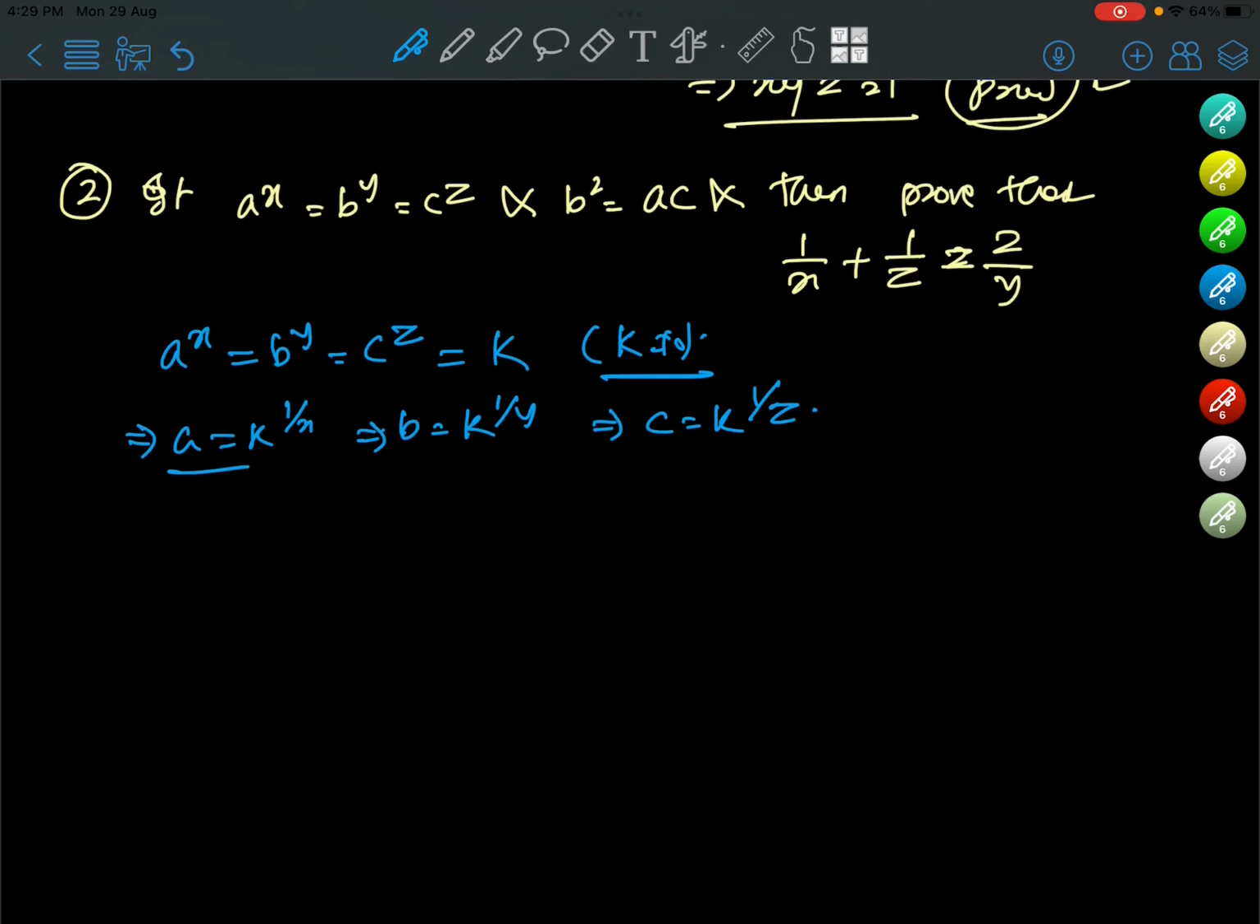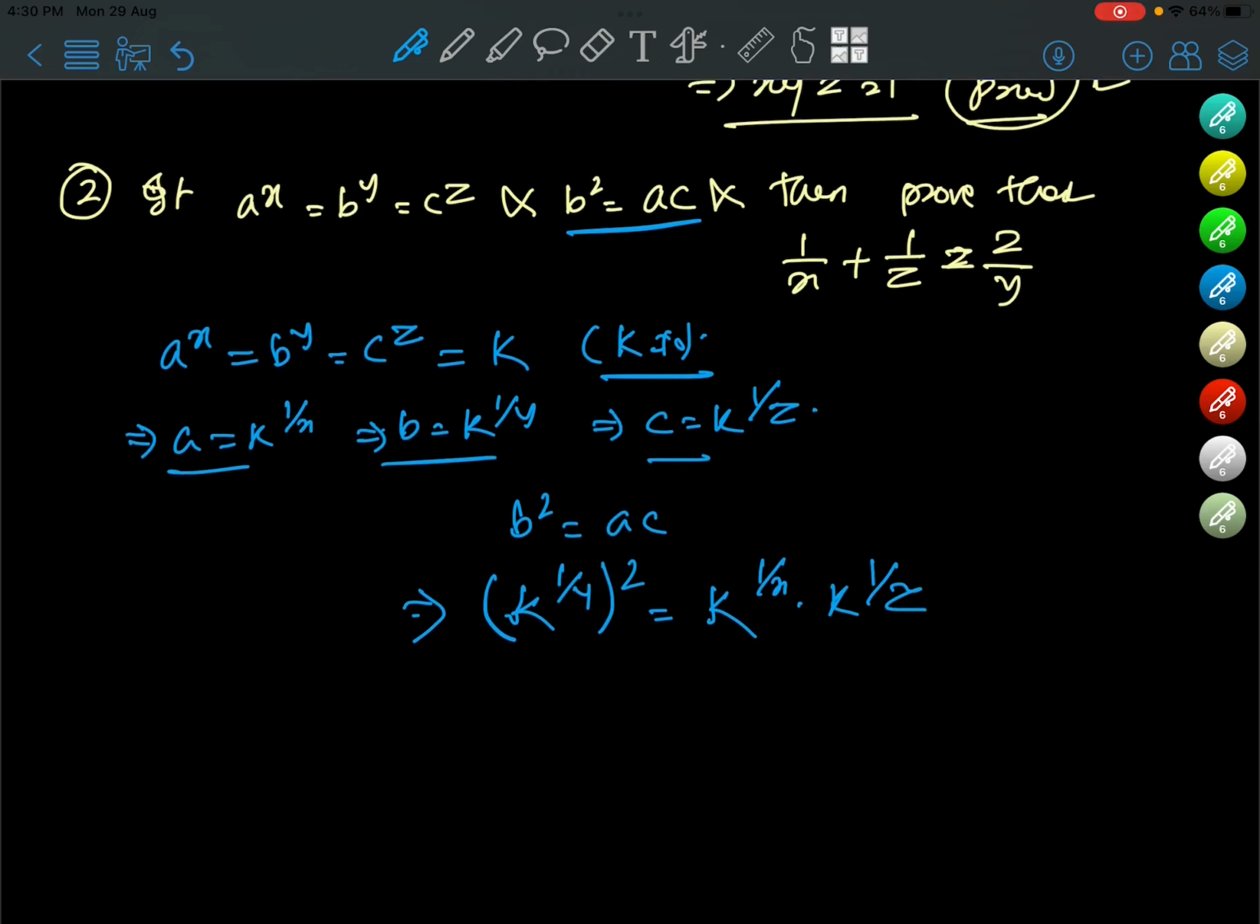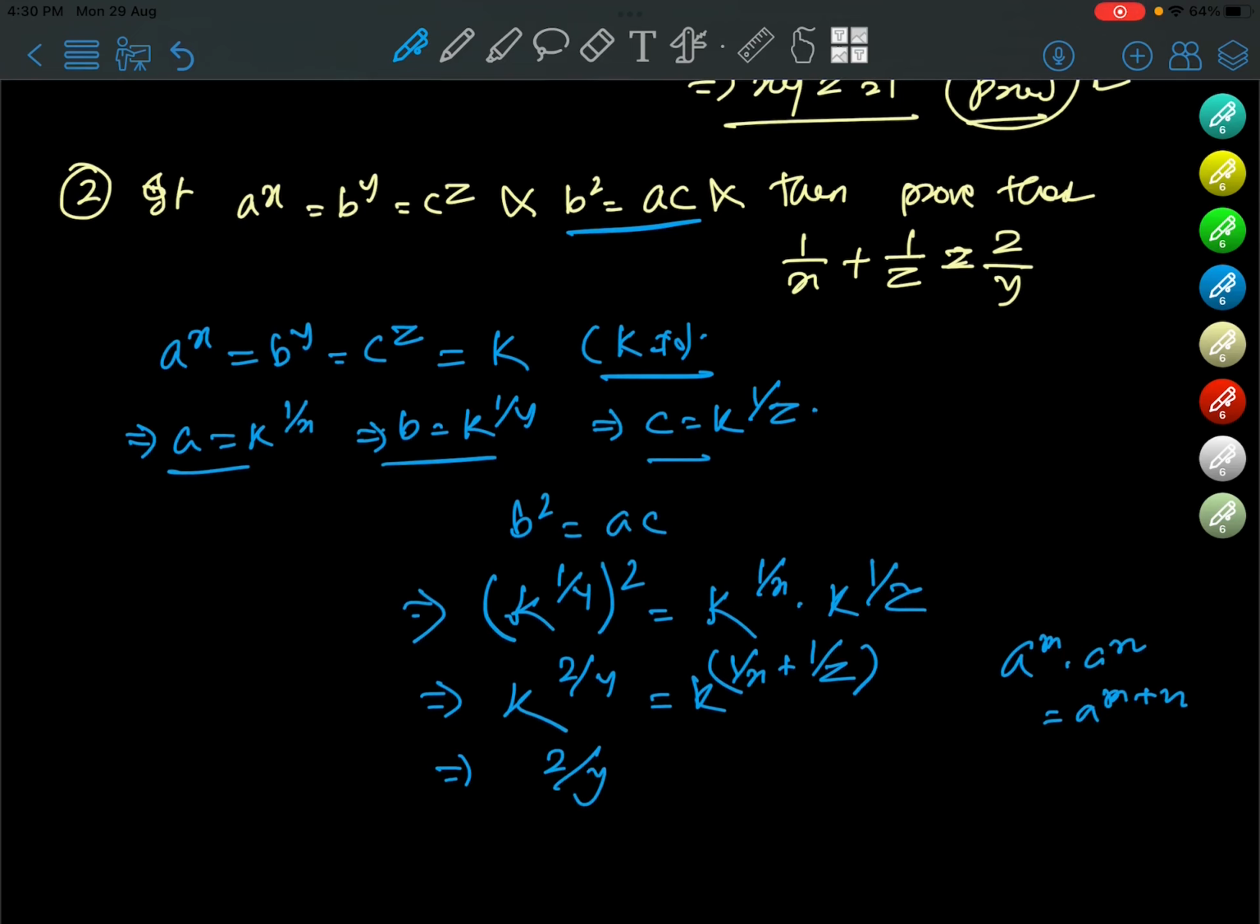And we have to put all these conditions in the third condition. The third condition is b square equals ac. So in place of b, we can put k to the power 1 by y whole square, equals k to the power 1 by x into k to the power 1 by z. Now k to the power 2 by y equals k to the power 1 by x plus 1 by z. Why? Because a to the power m into a to the power n equals a to the power m plus n. Now if the base is equal, then the base will be cancelled out, then 2 by y equals 1 by x plus 1 by z. Proven. You can see that this is proven.